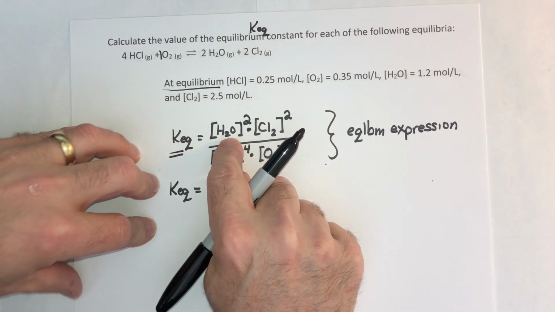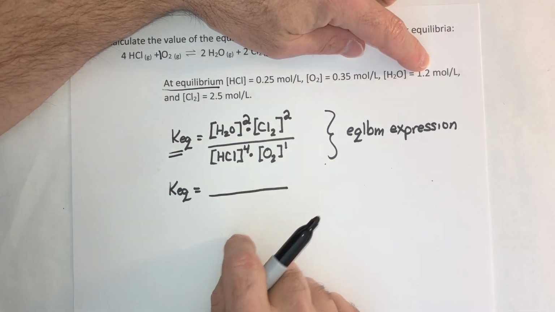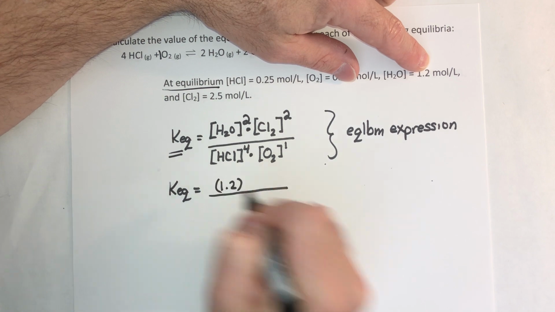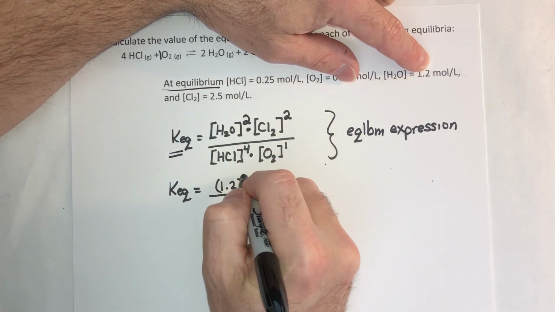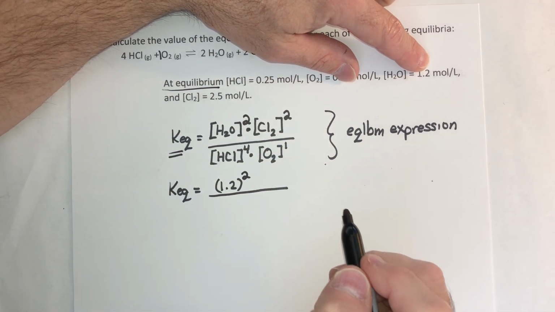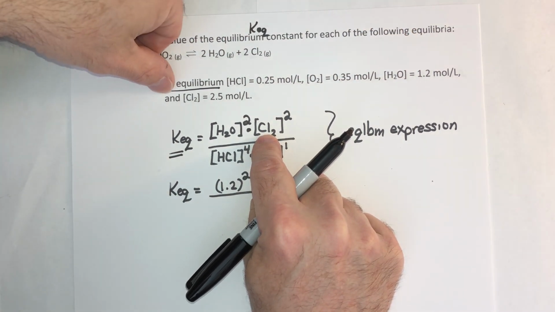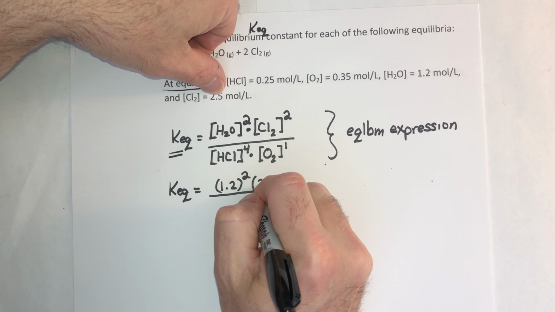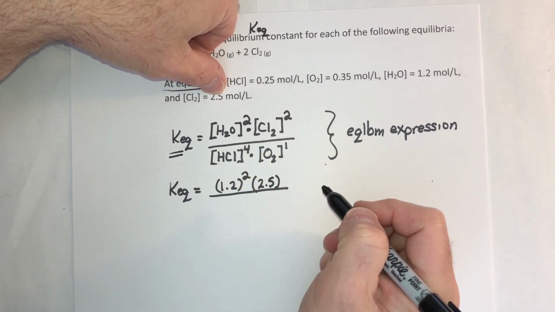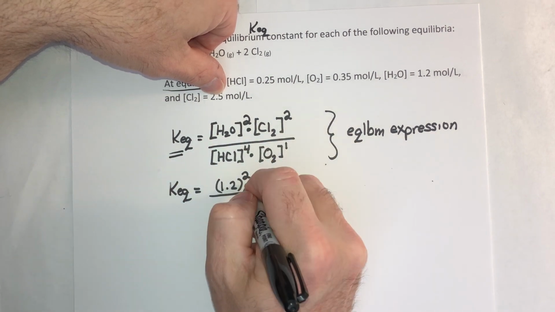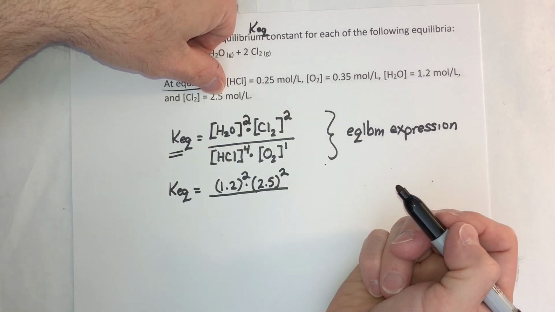So concentration of water is 1.2 moles per liter. So let's put in 1.2. There we go. And it is squared. If you look for the concentration of Cl2, it is 2.5. The formula says, please square it. And remember, between these two is a multiplication.